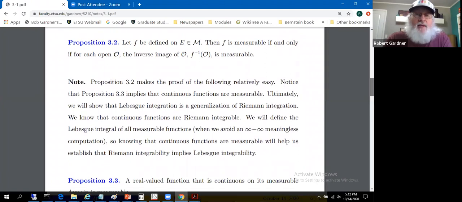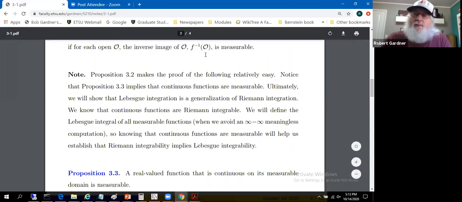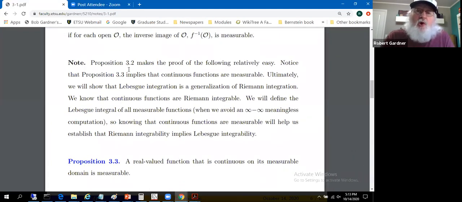Okay. Given this behavior of measurable functions as they treat open sets in terms of inverse images, the next result is a real piece of cake. So proposition 3.2 makes the proof of the next claim. The next claim is that a real valued function that's continuous on its measurable domain is measurable. So continuous functions are measurable functions, to oversimplify a tiny bit. Awesome. I know how continuous functions treat open sets as well in terms of inverse images. So that's what will make proposition 3.3 work.